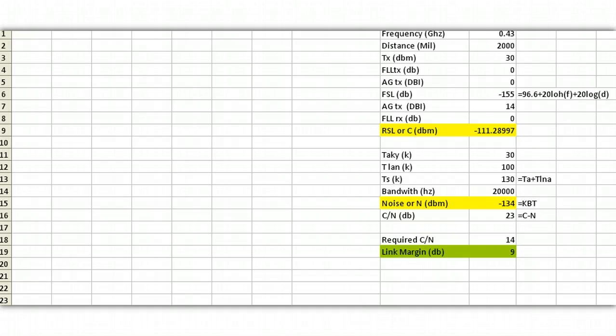Well, today we're going to put it all together. We're going to do a total link budget. So, just as a review, I'm going to start from the output first.